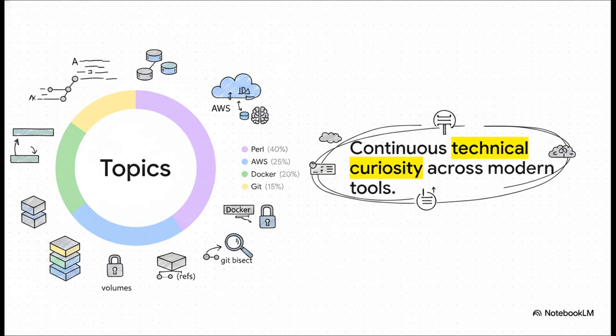What's truly fascinating, though, is his endless technical curiosity. If you look at his recent blog posts and tutorials from 2025 and 2026, he freely bounces across the entire modern tech stack. Yes, he's writing about new lexical methods in Perl, but he's also exploring AWS DynamoDB and Bedrock. He's digging deep into Docker volumes and secrets and sharing advanced Git commands like git bisect and git refs. He doesn't stagnate. He constantly evolves.